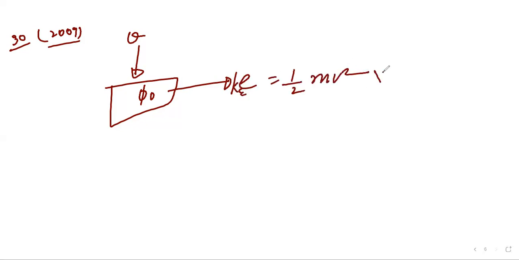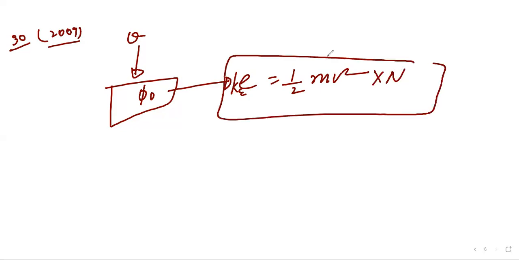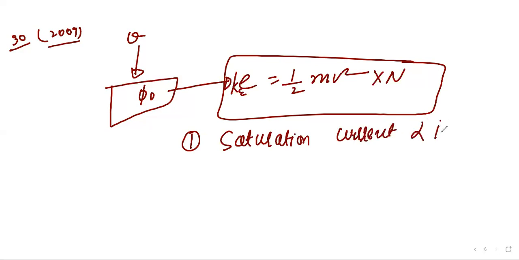So suppose n number of photoelectrons are coming out, whose kinetic energy will be 1/2 mv square into n. It is asked that the number of photoelectrons emitted for frequency mu is proportional to. You have to just relate it. So as we know the relation between saturation current and intensity, write this statement: saturation current is directly proportional to intensity.